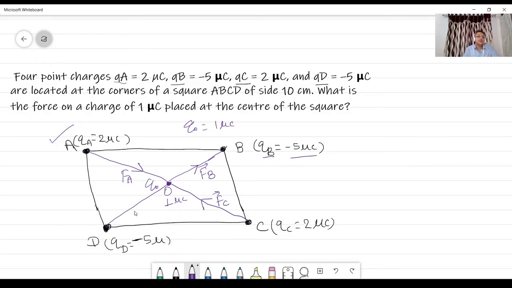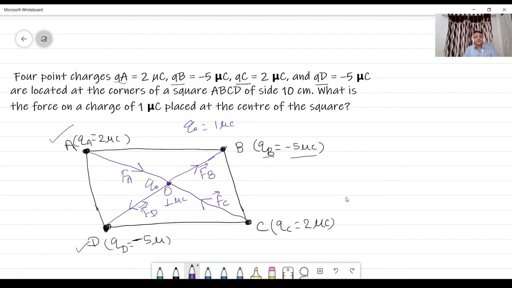And similarly, if I look at D point here, D point is again a negative charge, so it will be attracting this Q naught like this. So I can put here FD like this. So these are the resultant directions of the forces by Coulomb's law.